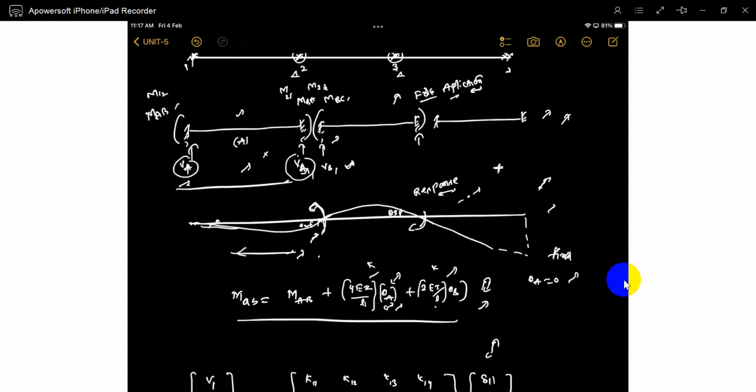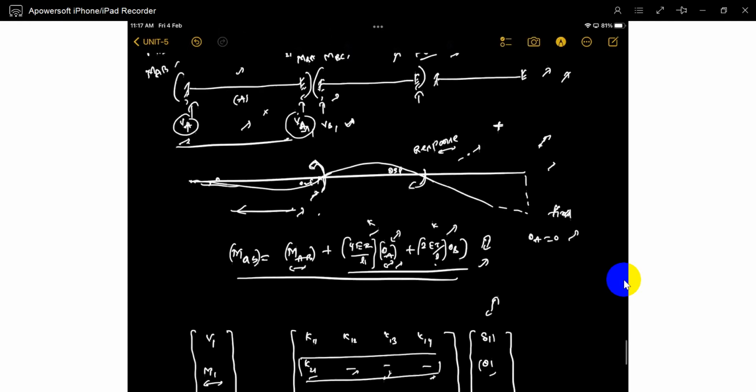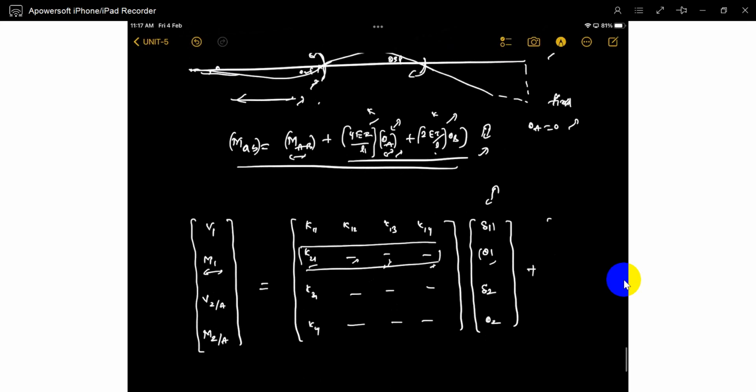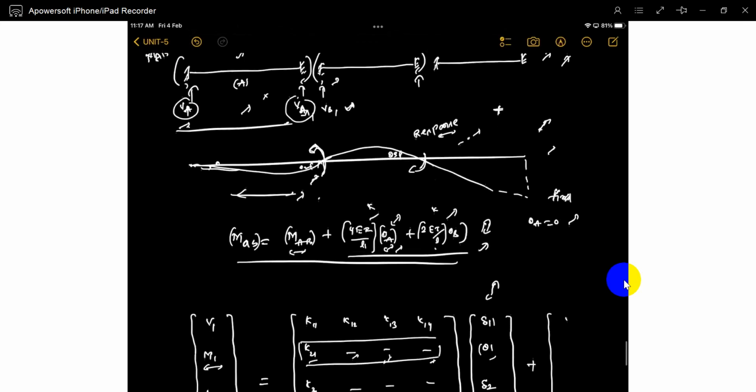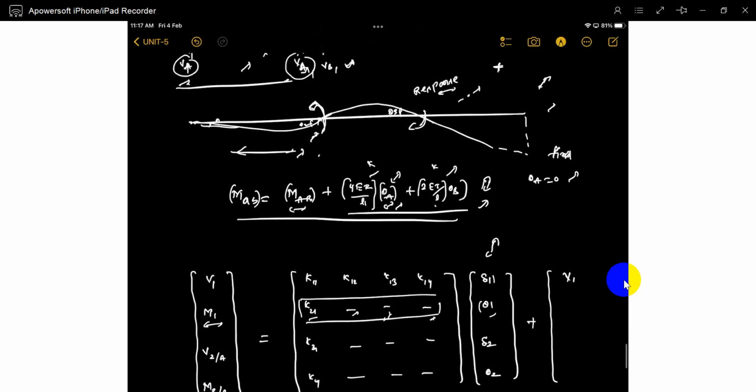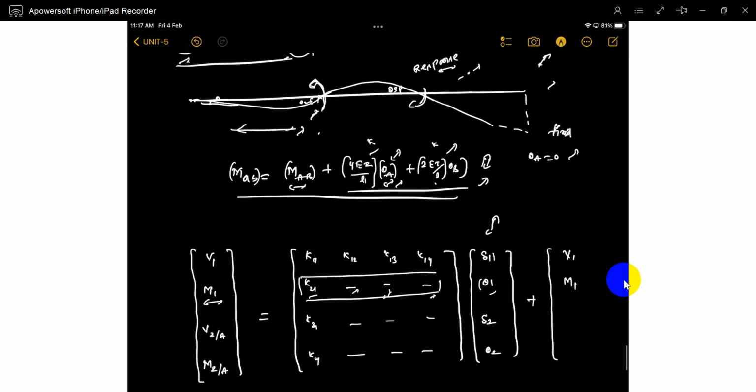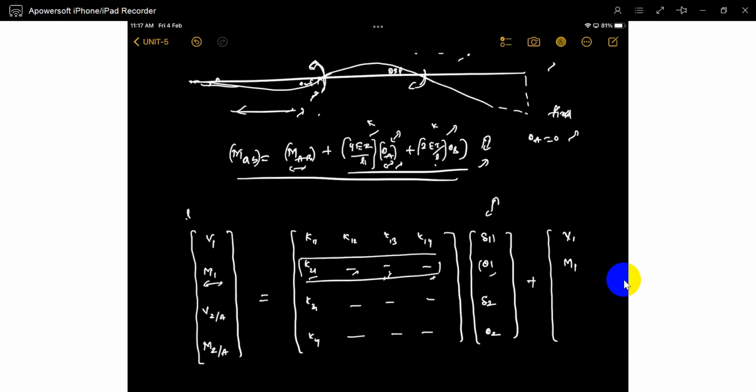That's it, na? This value and this value combined, you will get final. So what are these values? You have to combine these values. What is that? Forces. V1 force, M1 force. These are the final. You can call it as final. These are the fixed end moments.